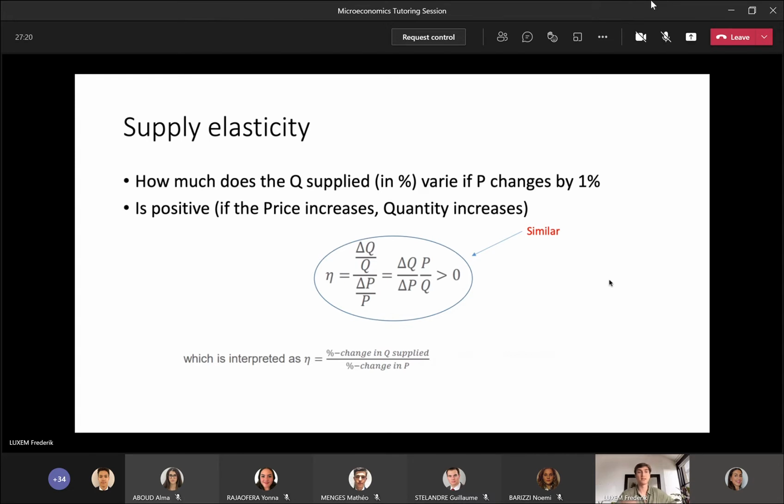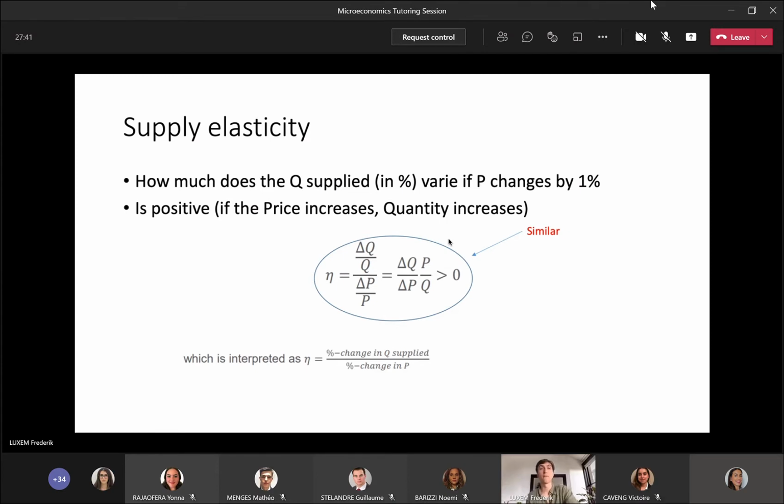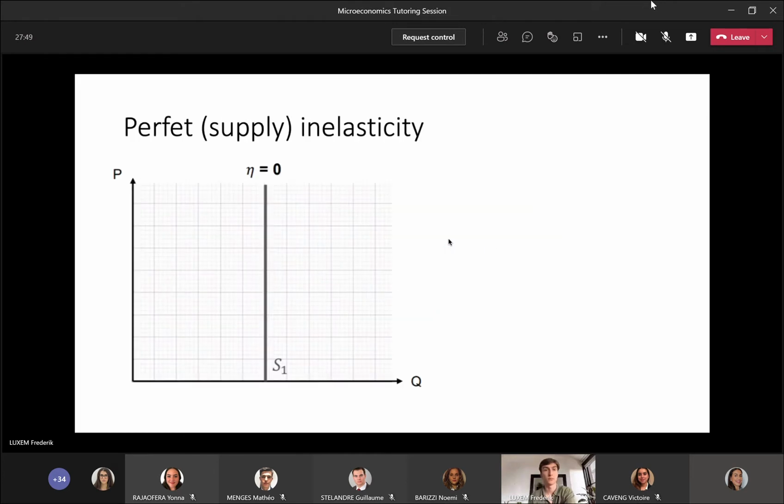Okay, supply elasticity is similar to the elasticity of demand. It's just from the supplier's perspective. So how much does the quantity supplied vary if I, as a supplier, increase or change my price by 1%? So here it's a positive elasticity. Same again, perfectly inelastic. You'll recognize the graph from before.